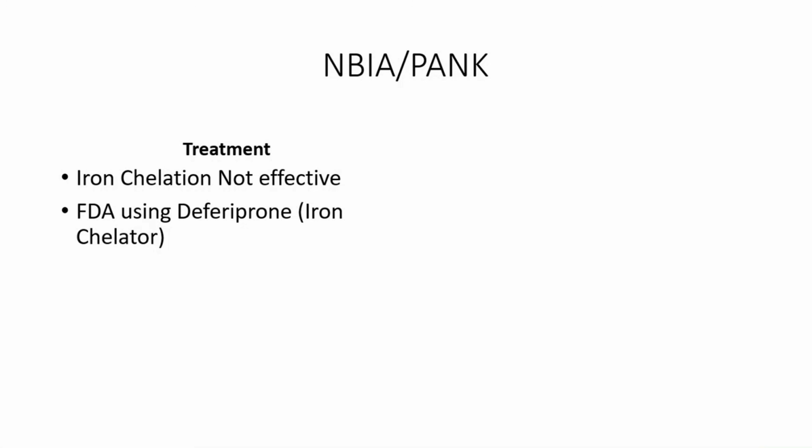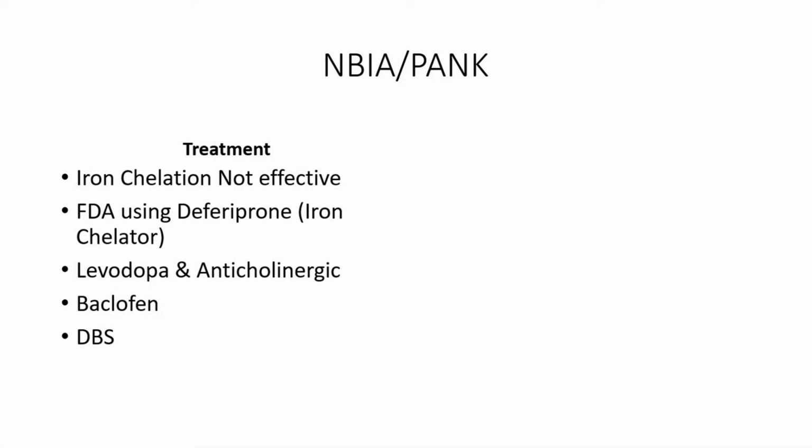Treatment is usually supportive; there's only supportive treatment available for pantothenate kinase mutation. Usually, people have some residual activity of pantothenate kinase enzymes, but that is not beneficial. Iron chelation is not effective, but in America, the FDA has approved deferiprone, which is an iron chelator, and that can sometimes help. Levodopa and anticholinergics are beneficial for Parkinsonism signs, and baclofen for the spasticity. In severe cases, you can do DBS.